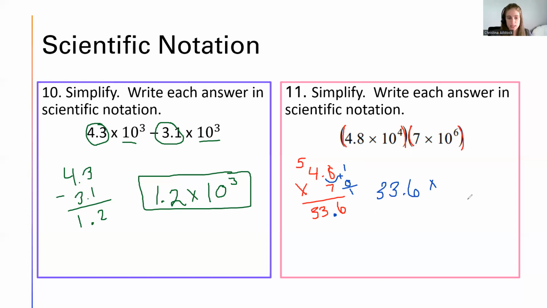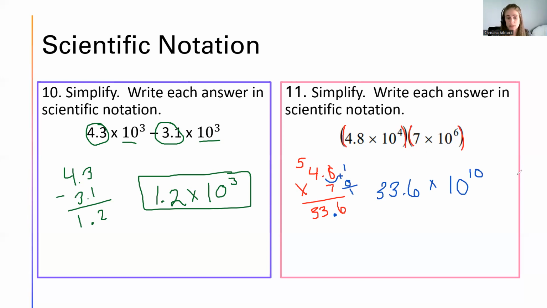Now for our base 10 exponents. Remember the properties of exponents that we just reviewed? Because we're multiplying here, we are going to add our exponents. 4 plus 6 is 10, giving us 10 to the 10th. Now, is this our final answer?